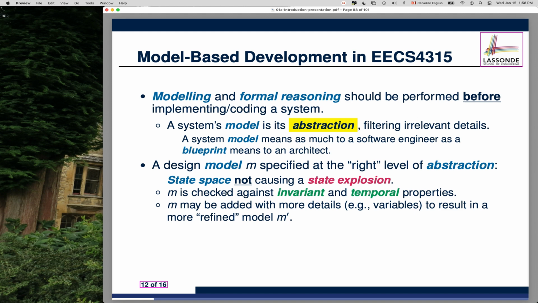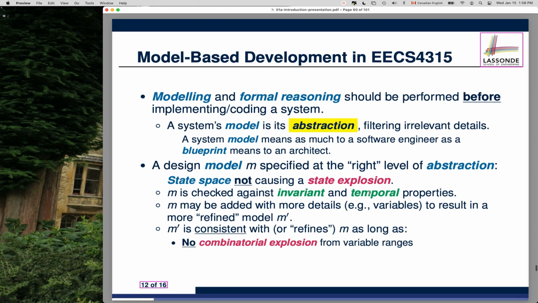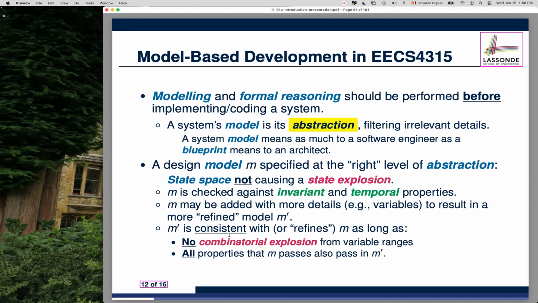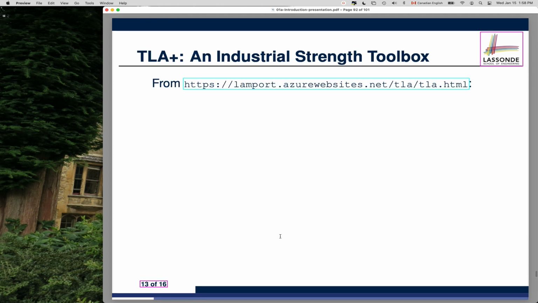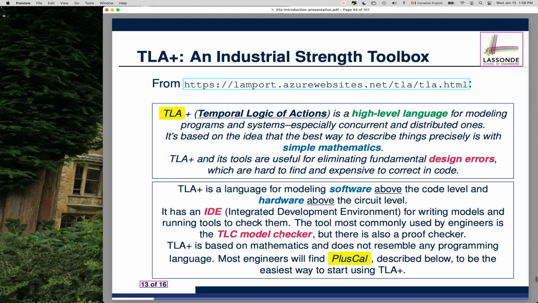So for model checking, there's only a single model, but you have to make sure the state space is, number one, finite, and number two, reasonably small. Okay, so state explosion or combinatorial explosion is just about combination of the variables. All right, good. All right, so I think this part here is just about TLA plus.